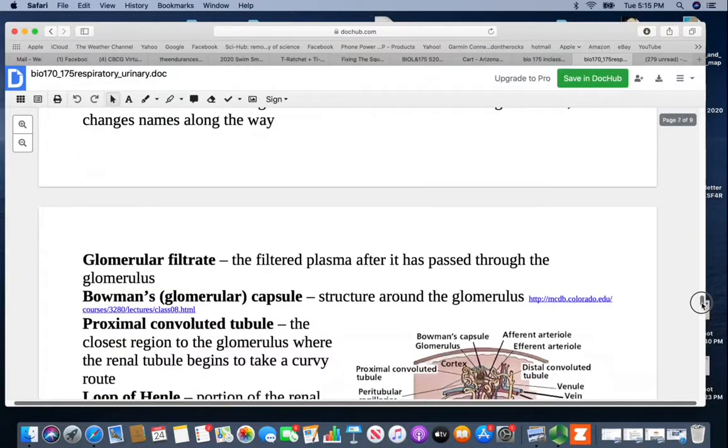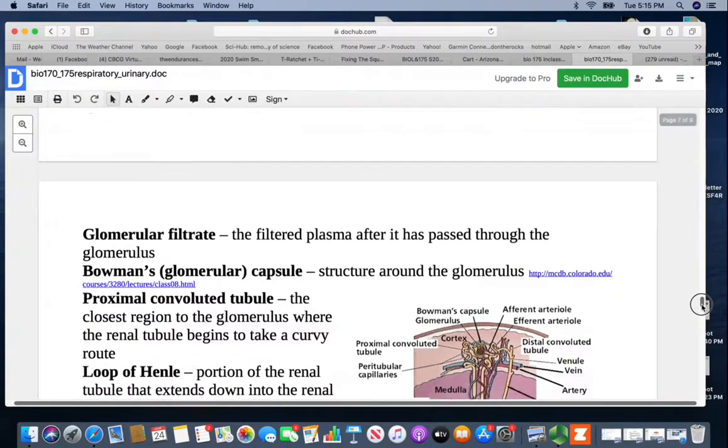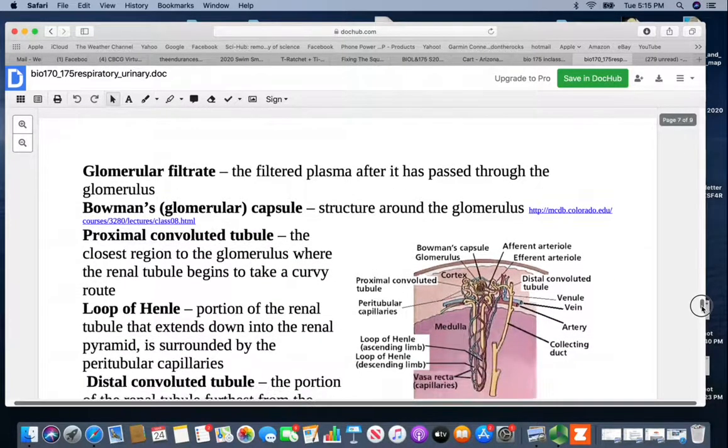Remember that glomerular filtrate is the filtered plasma after it has gone through the glomerulus. This picture here is showing a nephron. You can see right here you've got a Bowman's capsule around the glomerulus. And then it leads to the renal tubule. The initial part of the renal tubule is the proximal convoluted tubule. It's called proximal because it's the closest to the glomerulus. It's convoluted because it takes a curvy route.